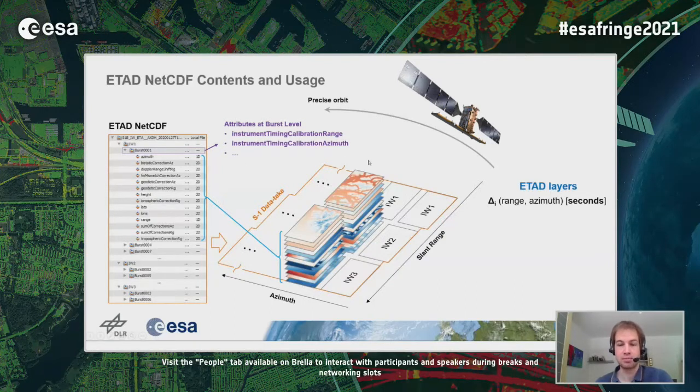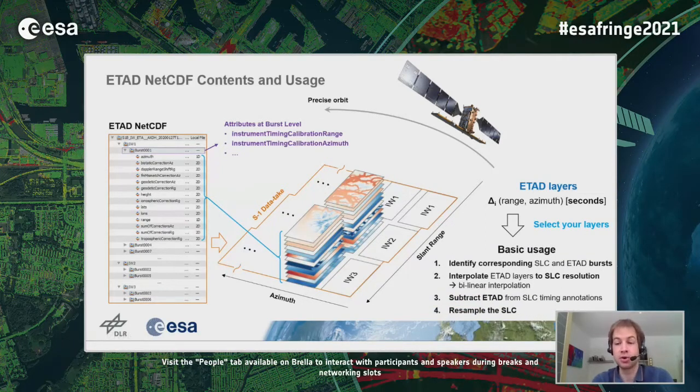And the principal application is straightforward. Everything is annotated in range and azimuth grids. It's in seconds. So you pick your favorite layers. The easiest thing, of course, is that we provide you with the sum layers. So in principle, you only have to use the sum in range and sum in azimuth to get all the information in one layer, but you can also pick your favorite ones if you want to. Then you identify the bursts from ETAT and SLC. You upsample from the coarser resolution to full SLC resolution. You subtract the information, and then you may or may not resample the SLC, and then you have the corrected SAR image, which is hopefully good at the centimetric level.